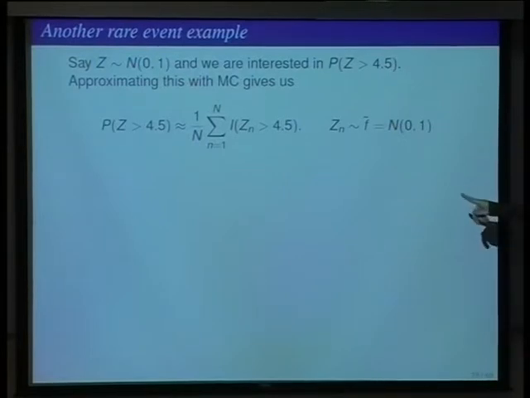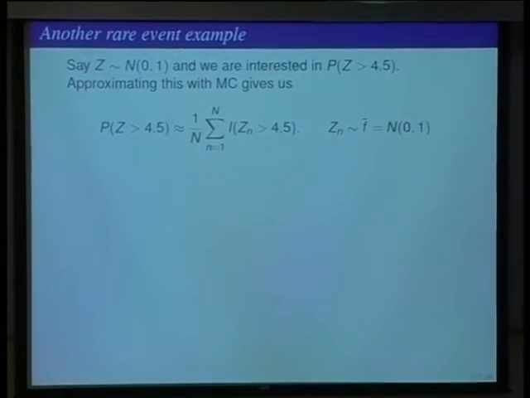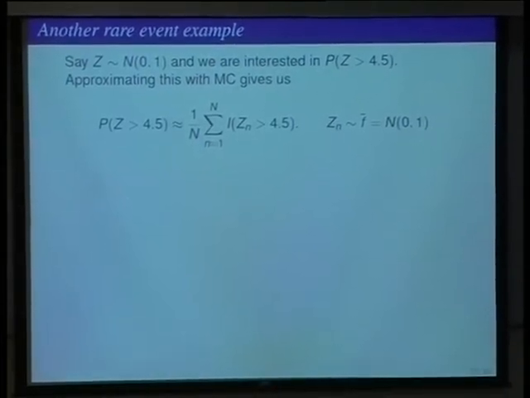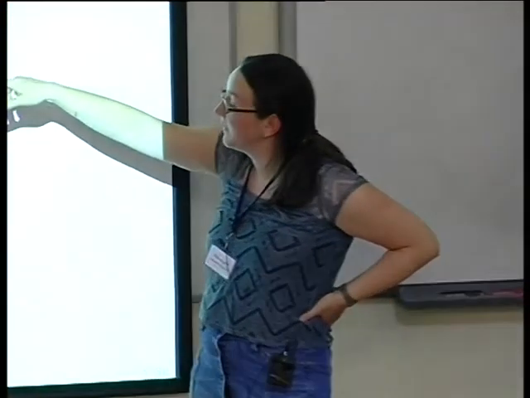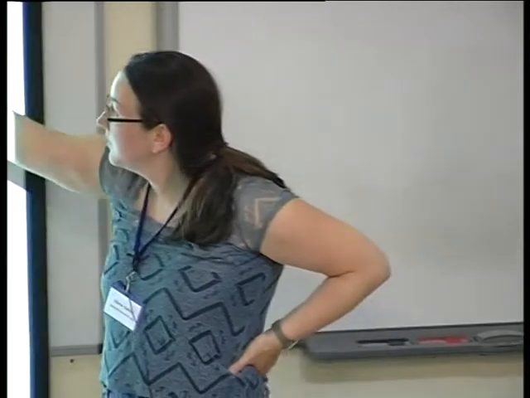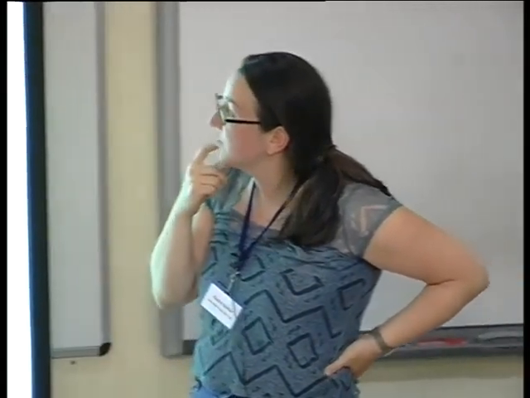So this is our problem. I want to know the probability that my standard Gaussian, mean 0, variance 1, random variable is bigger than 4.5. So this is our Monte Carlo integration. It's 1 over n times the indicator function, which just means we're counting how many times it's bigger than 4.5 out of n samples, and looking at that ratio. We'll say that's our estimate for the probability.